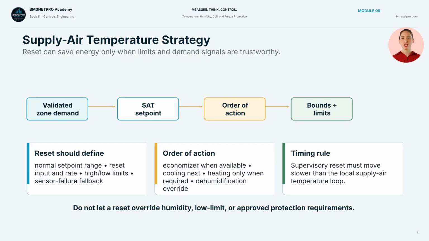Supply air temperature strategy must define the normal set point range, reset input, reset rate, cooling and heating order of action, economizer interaction, dehumidification override, high and low limits, and sensor failure fallback. Reset should be slower than the local temperature loop and should use representative, validated demand signals. Energy savings are not success if the reset defeats humidity control or protection.